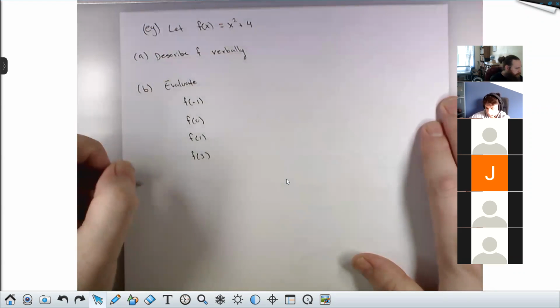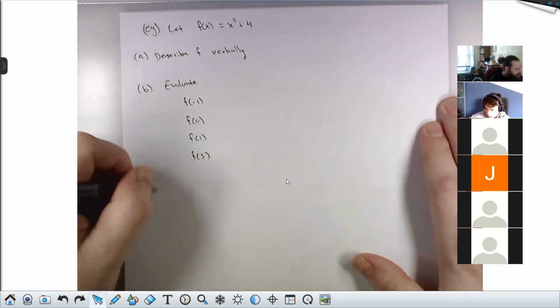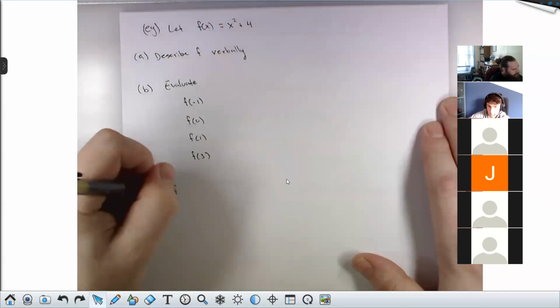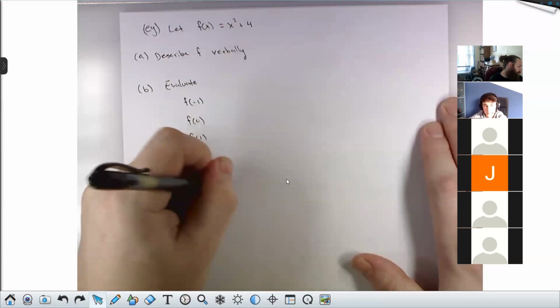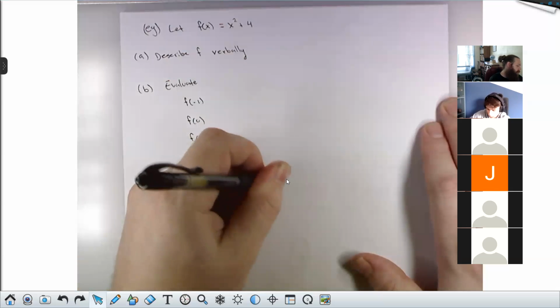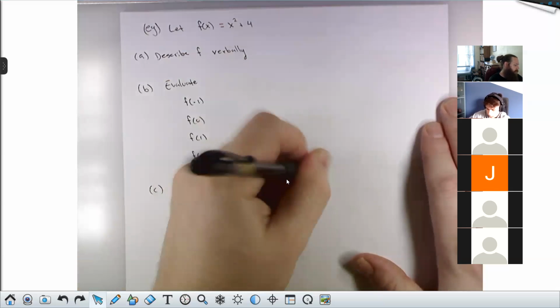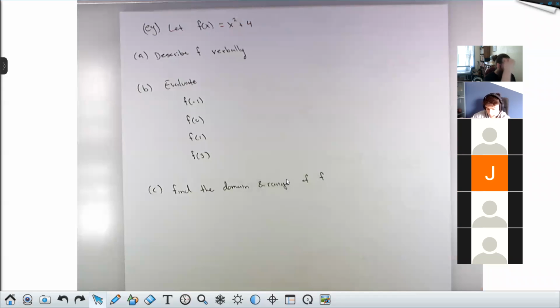I'm going to do something here called drawing a machine diagram. But first, let's find the domain and range. Maybe we'll skip the machine diagram. I don't think it's really going to be helpful here. Yeah, this is enough for now. Let's start with this.